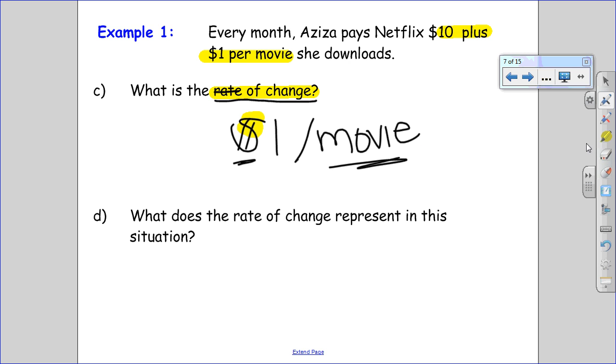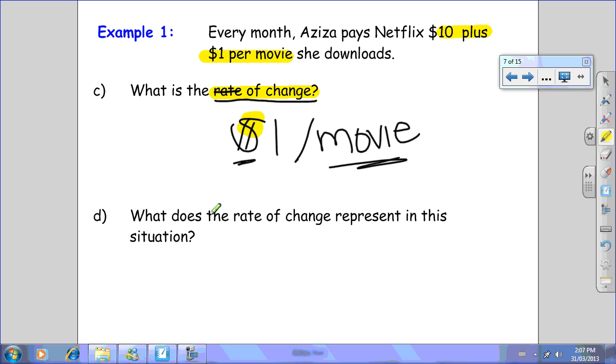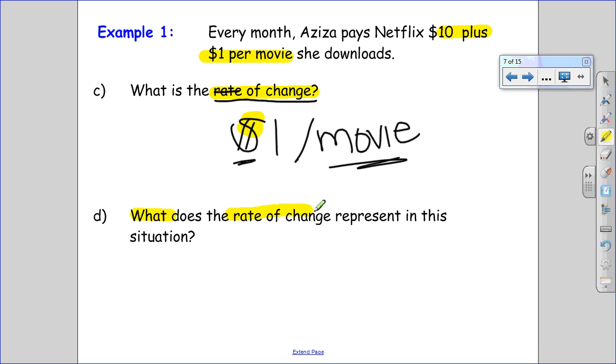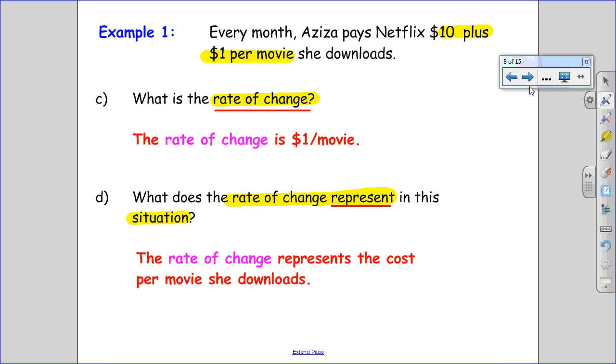What does the rate of change represent in this situation? So what does the rate of change represent? So the key thing we're looking for here is, what does it represent? And it represents our cost per movie downloaded. Notice that when I was doing my answers, I wasn't writing sentences, but you can see when I'm showing you the actual proper answer, I do have sentences there, and we do need to keep in mind that any word problem or application question will always have a sentence answer, and we need to make sure, like right here, that we have our units.